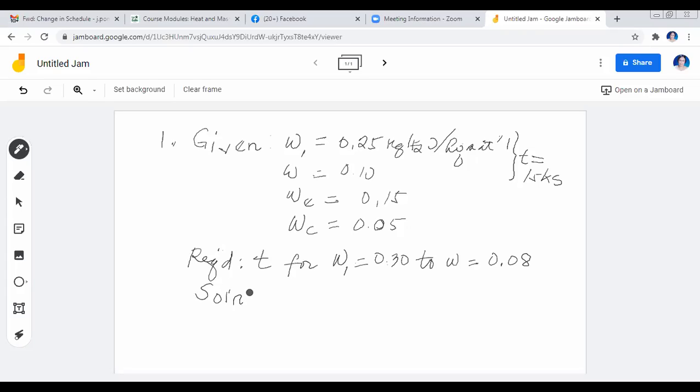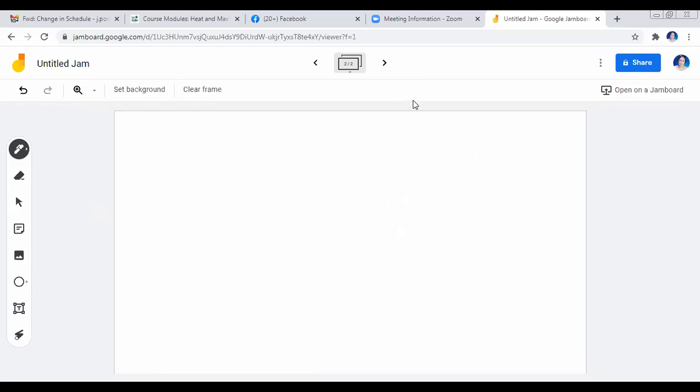Though the problem is saying that the drying is constant, when you solve for the total drying time, it should still use the total drying time, which is already accounting for the falling rate period time and the constant rate period time. Even if the problem did not say that this one is for falling rate and this time is for constant rate, you still need to use the formula for the total drying time in this case. Now, I'd like to go to the next slide. So you need to get the sum of the two, which I presented on the slide.